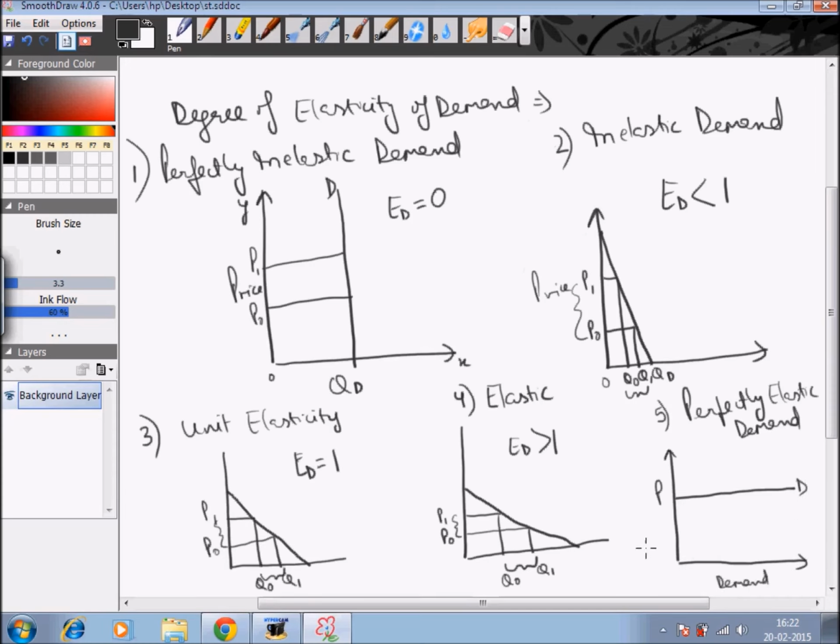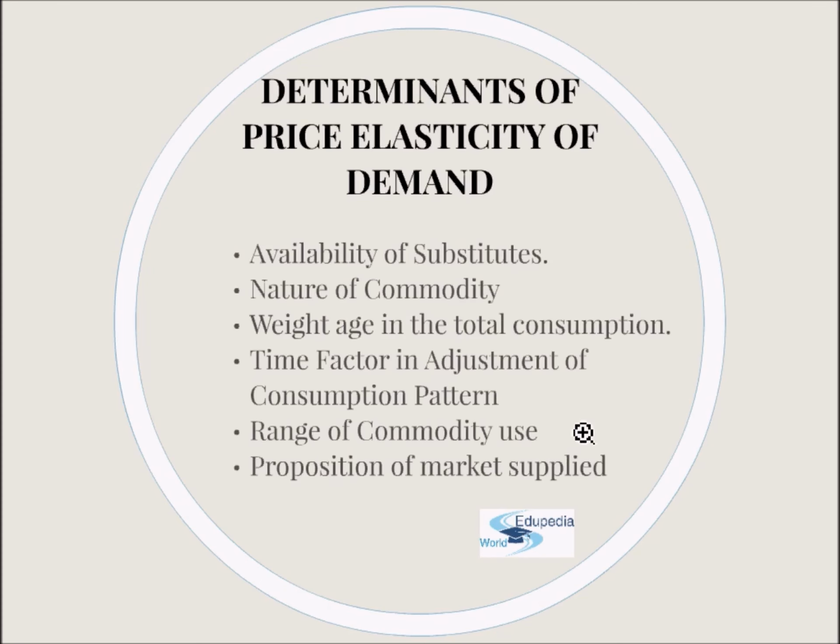This is the demand curve. It is denoted by ED equal to infinity. That is, the demand will go on increasing at the same price. So these were the 5 degrees of elasticity of demand. We have noted that price elasticity of a product may vary from 0 to infinity. However, price elasticity of demand at a given price varies from product to product depending on the following factors.